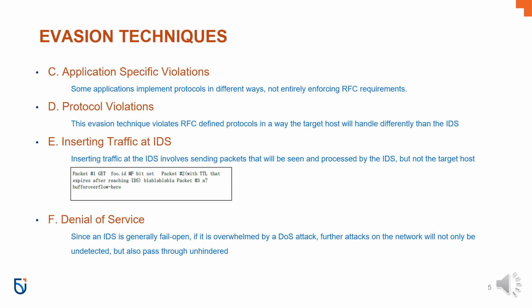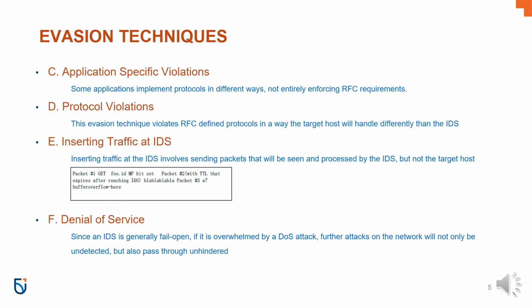Another type of evasion technique is application-specific violations. Some applications implement protocols in different ways, not entirely enforcing RFC requirements. This may cause the same request to be made using workarounds that are inherent in the implementation. Protocol violations: this evasion technique violates RFC-defined protocols in a way the target host will handle differently than the IDS. One commonly discussed example is the remote procedure call protocol, which inherits design flaws.